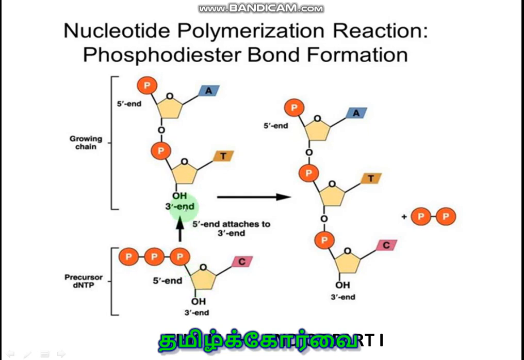Once they come to the polymerization reaction, once they come to the formation of the ester bond, these 2 phosphates are removed. You see, and the ester bond is formed. Are you clear? So the phosphates are removed. Point number 1. The water molecule is also removed. That is point number 2. These are the 2 points you should remember during the polymerization reaction and also formation of the phosphodiester bond.